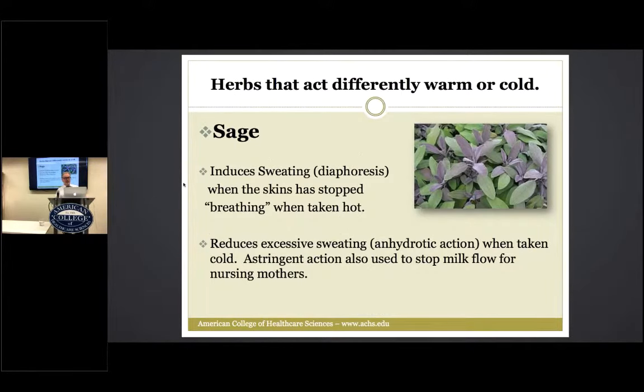Some herbs act differently, whether they're warm or cold. Sage, for instance, is a good example. Sage, when used hot in an infusion, is a diaphoretic when the skin has stopped breathing. So they're not perspiring, right? So you can induce perspiration with a really warm infusion of sage. But if you use it cold, it does the exact opposite thing, which is fascinating to me. It will reduce excess sweating, and when taken cold, it has an astringent action that some mothers will use to stop the flow of milk when they want to wean their child.